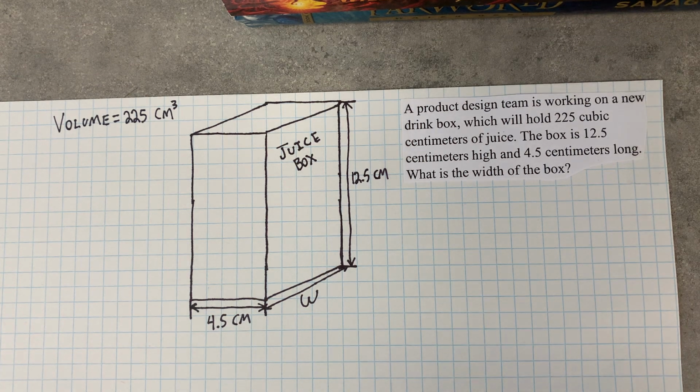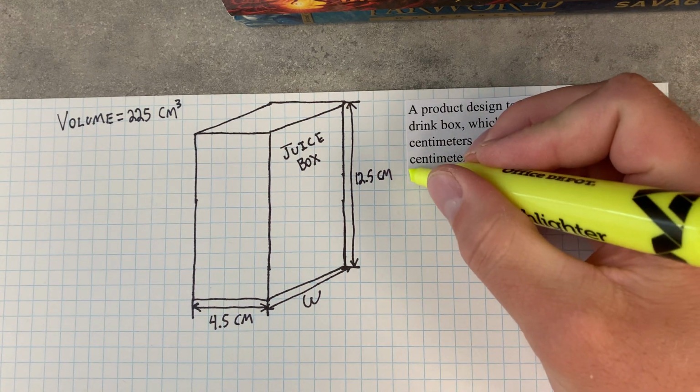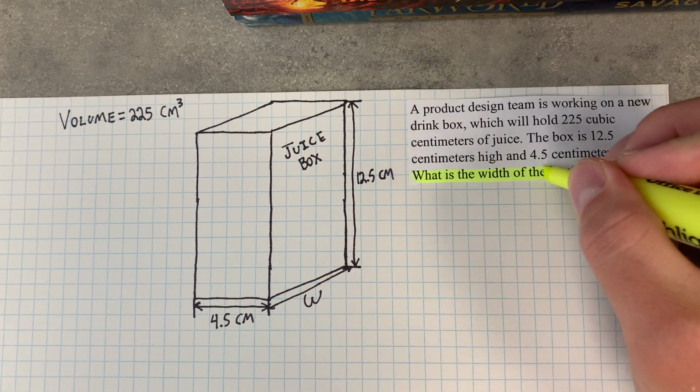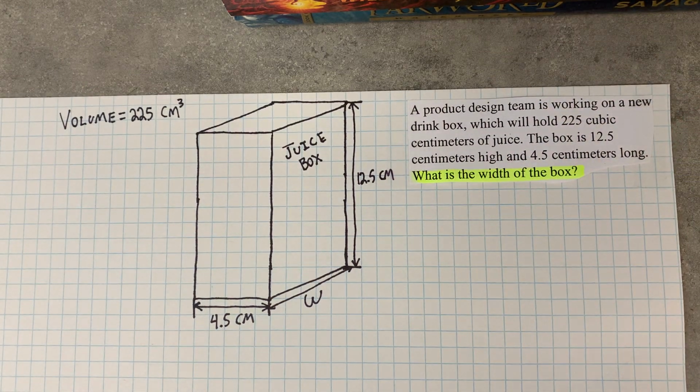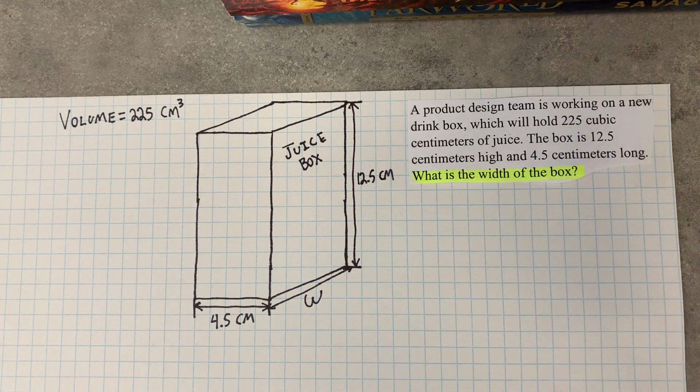Okay, so let's go ahead and mark some important information really quick. The first thing I'm going to do is look at what I am being asked to do. In this case, it's at the end of the problem, and it asks what is the width of the box. In order to solve this problem, I need to be able to answer that question. And in order to answer that question, I need some information.